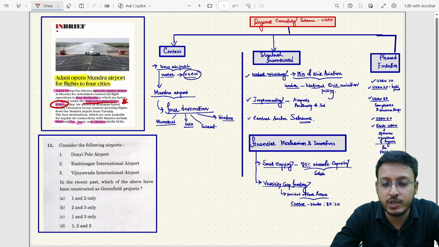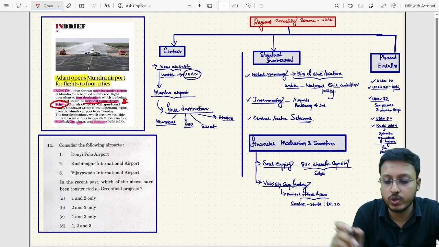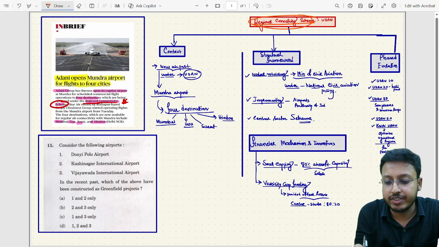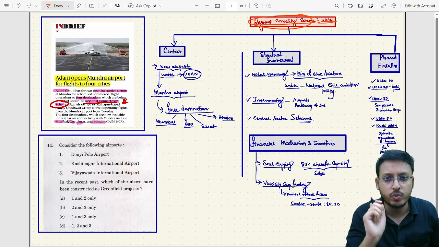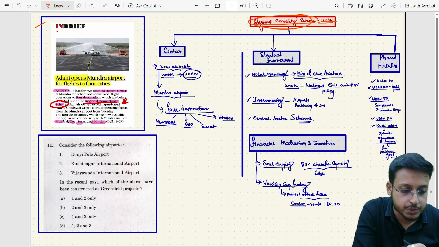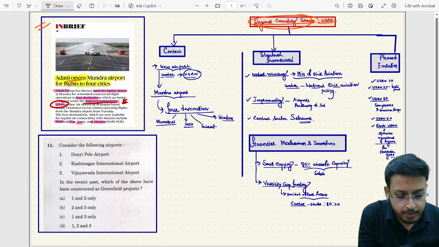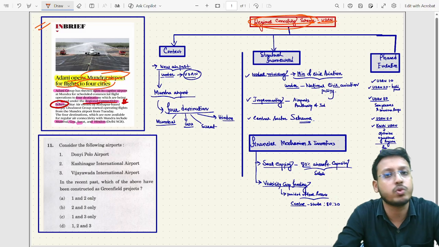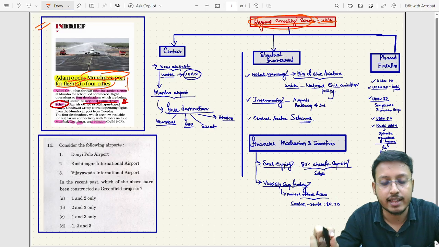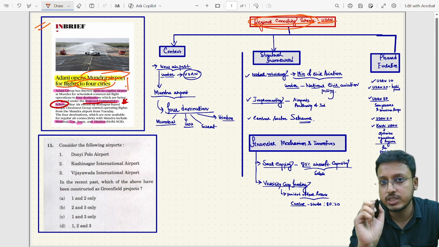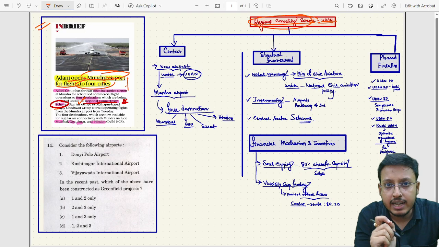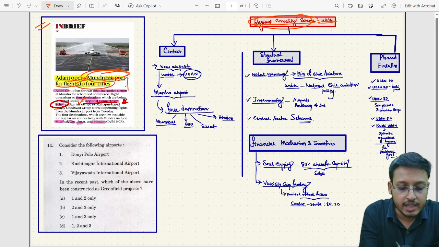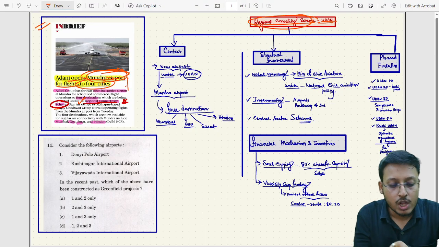My name is Tanmay. In today's Prelims White session, we'll read about Regional Connectivity Scheme UDAN. In today's The Hindu newspaper, there is one very small article on the business page: Adani opened Mundra Airport to flight to four cities. In this news article, there is one important component, the regional connectivity scheme. Under this scheme, this particular airport was built.